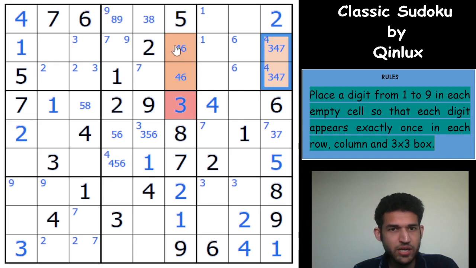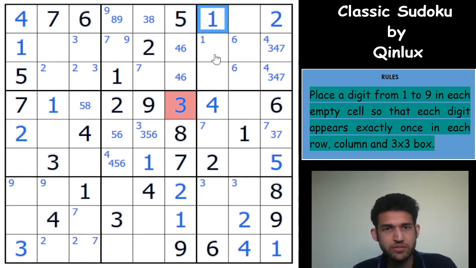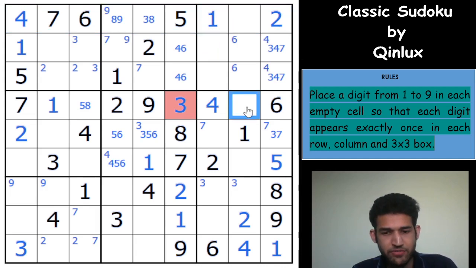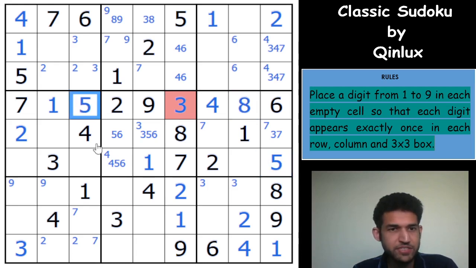I'll just remove the colors. And where does the 1 go in row 1? Has to be here. This is 5, 8 for the row. And with this 5, we can resolve that. So that is 8 and that is 5. And this 3 gives me a 5, 6 pair in this box, which means this would be a 4.